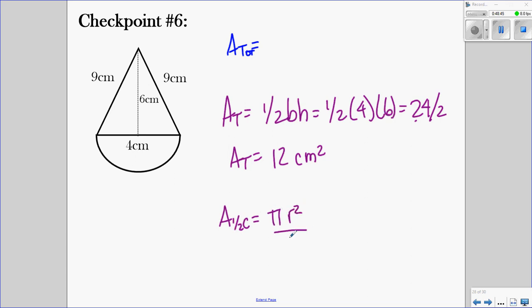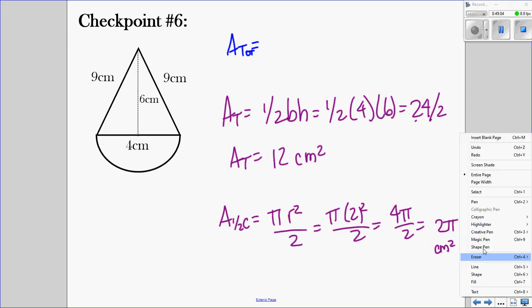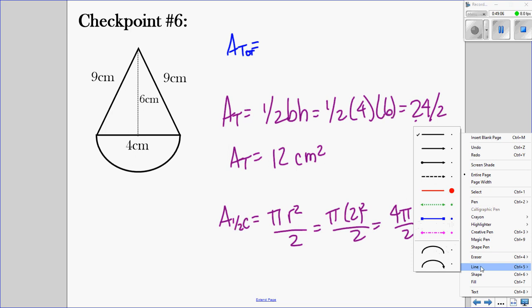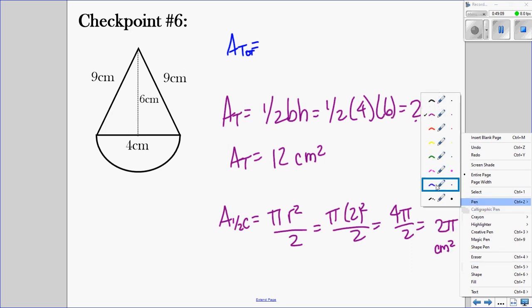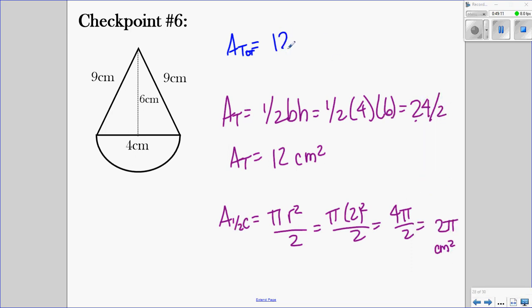Pi r squared over 2. Half of 4, that's the diameter, half of it is 2. And then simplify some more, and that's square centimeters. Then you add them together because we're looking for the total area. There's nothing shaded. So it'd be 12 plus 2 pi. You cannot combine them. They're not like terms. And then you just put your unit.